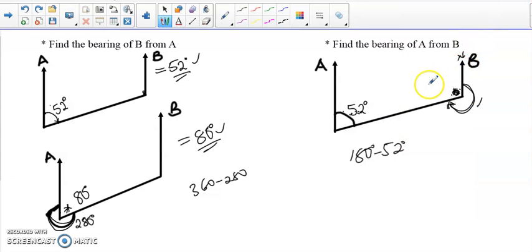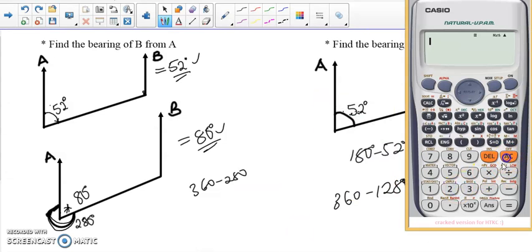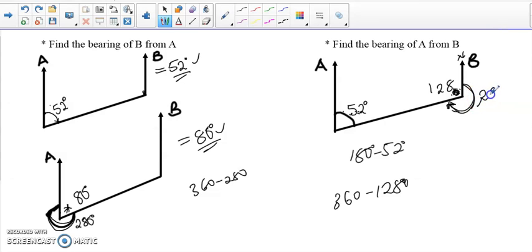If here is 128, now what will be here? This is what we are looking for. We say 360 minus 128 degrees. That gives us what? 232. That means that this angle is 232. This is what we are looking for. So the bearing of A from B is 232.